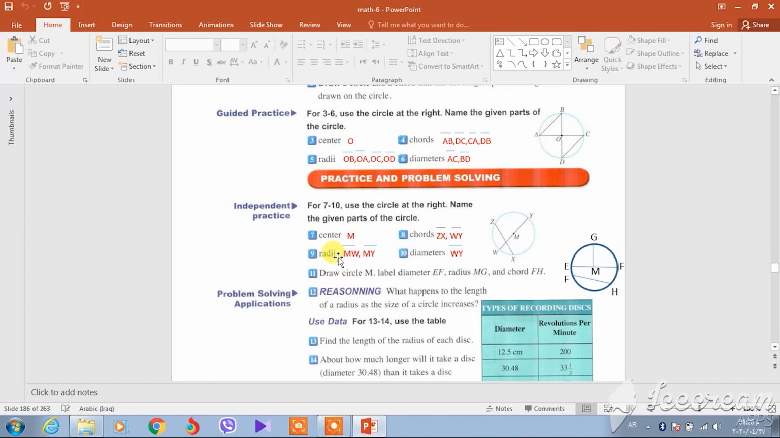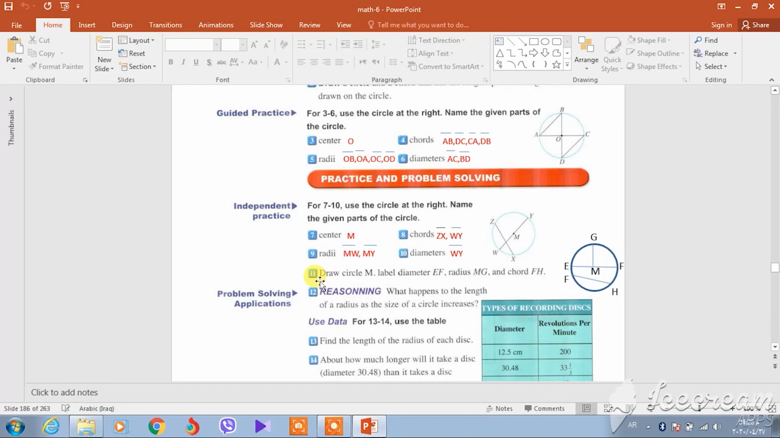What about the radii, student? Line segments MW and MY are radii. What about the diameters? Line segment WY is a diameter, just WY. ZX is just a chord, not a diameter. But ZX and WY are both chords because they are lines with two endpoints on the circle.